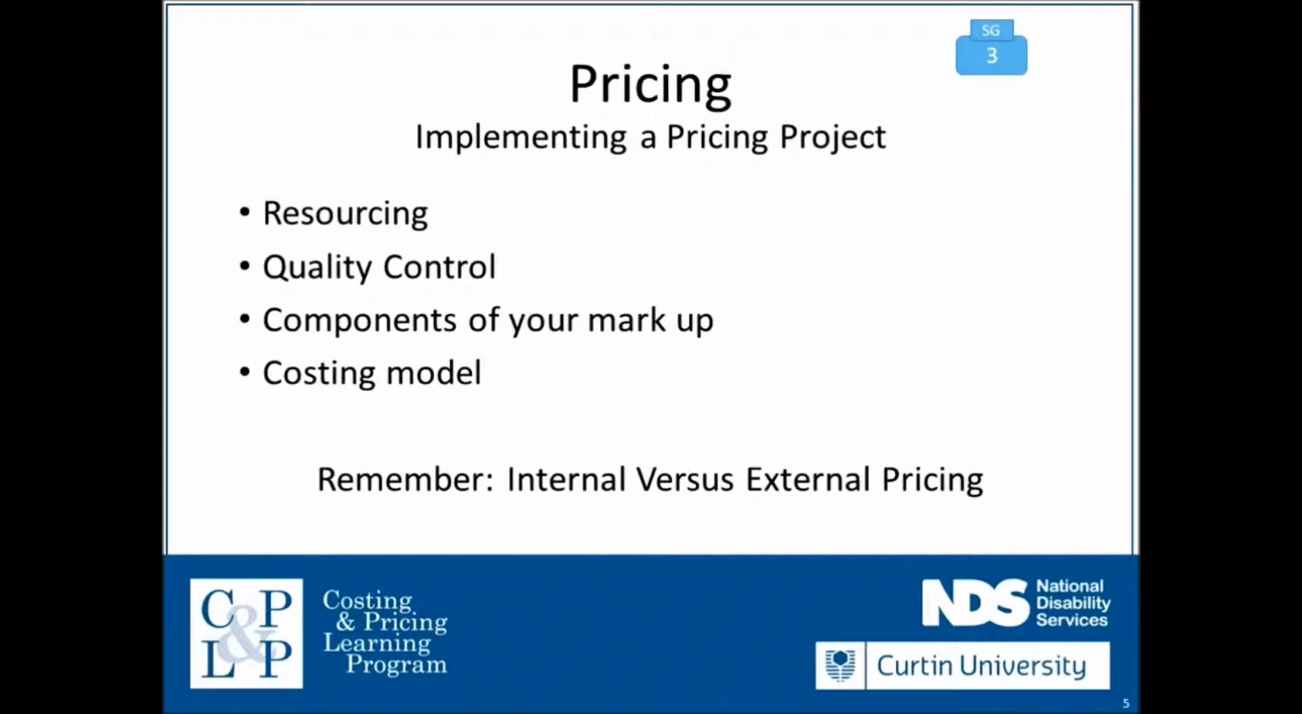Okay, when you're looking to implement a pricing project, like a costing project, it's very important that you have an understanding of some of the requirements that you will need in order to be able to undertake a pricing project that has sufficient quality to allow you to be confident about the target price that you might calculate. So for instance, you need to think about resourcing, who can undertake the process, how much time it might take to undertake the process, and also what won't be done as a result of doing this work.